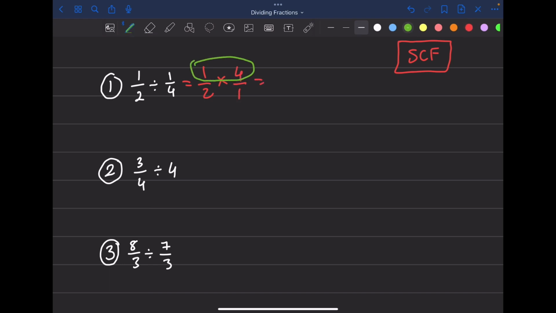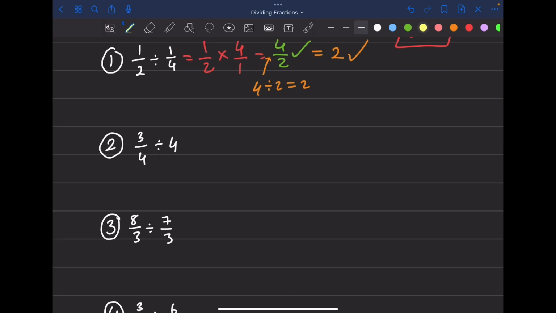So 1 times 4 is 4. 2 times 1 is 2. We have 4 over 2, which is technically correct, but we can go one step further. Since we know that fractions are divisions once again, 4 over 2 is the exact same as 4 divided by 2, which is 2. So this is also equal to 2, and now this is a better answer, but both of them are correct once again. So it really just depends on what you want to leave it as.